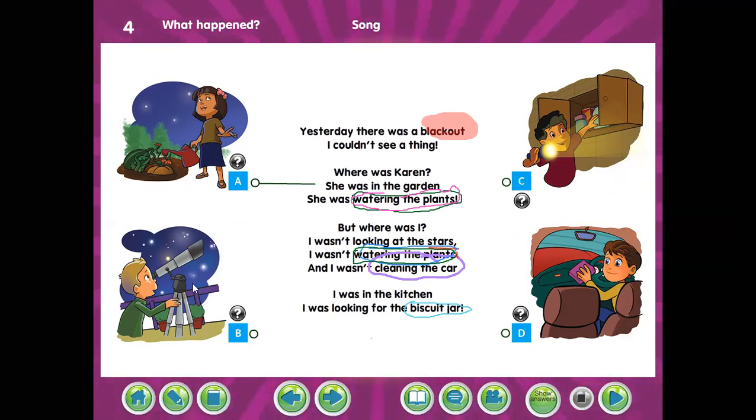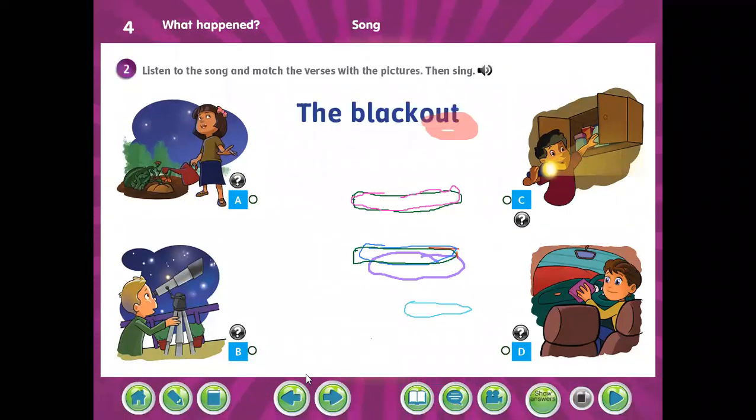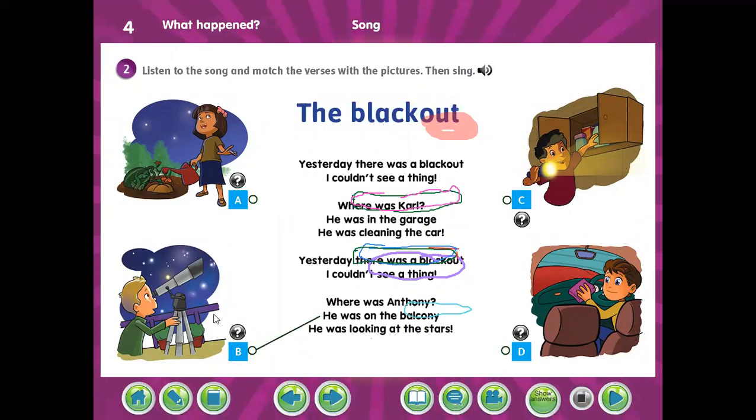Andrea, please tell me, what sentences describe picture B? Look at your books, use your books. What expression? He was looking the stars. He was looking the stars, good. Now, this is in this part, no? He was on the balcony. He was looking at the stars. Very good, thank you.